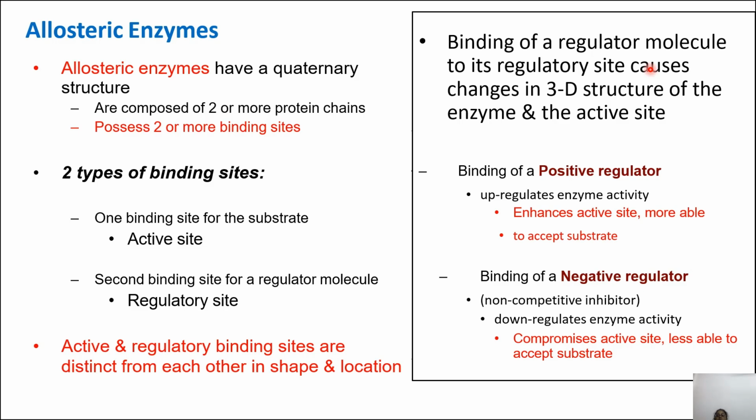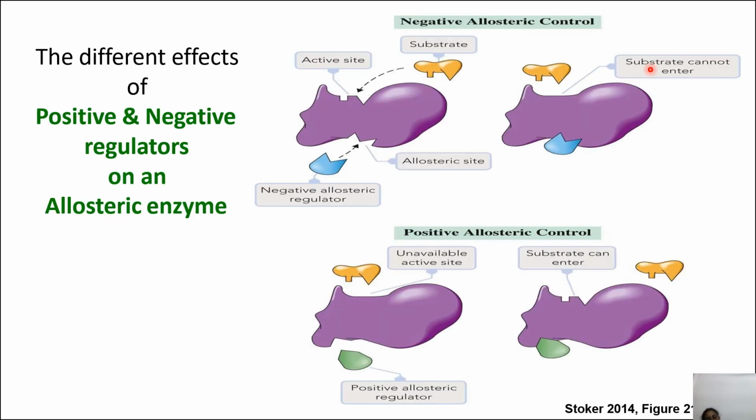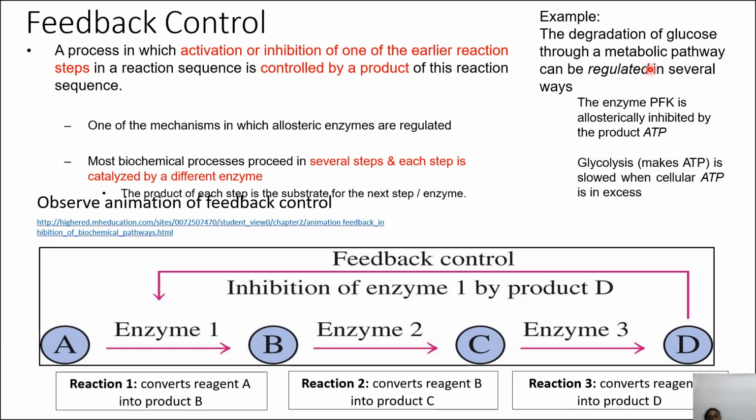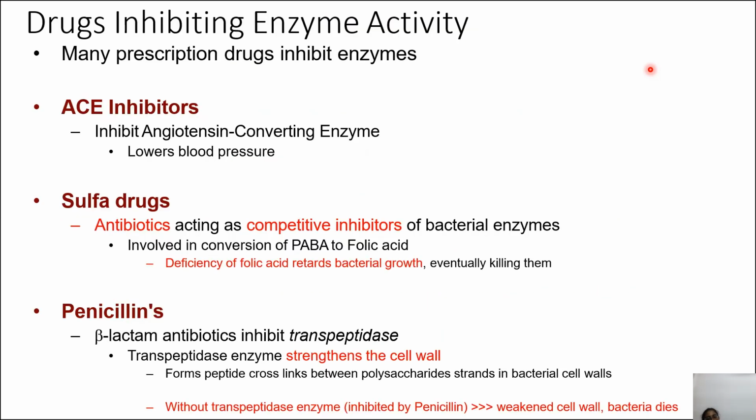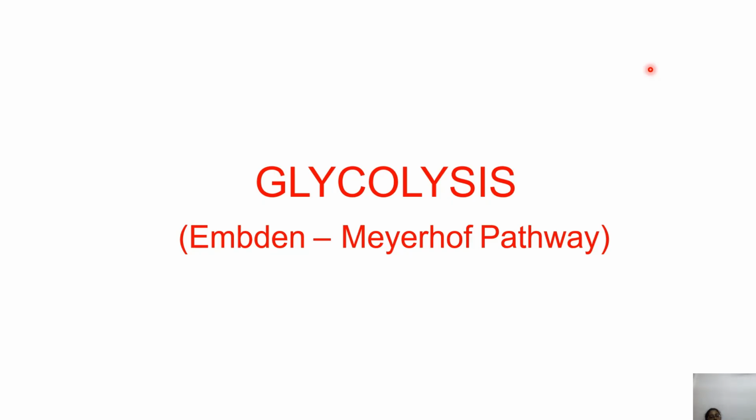So binding of a regulatory molecule to its regulatory site causes changes in the 3D structure, the tertiary structure, of the enzyme and the active site, right? So the binding of a positive regulator will upregulate enzyme activity, making the active site more able to accept the substrate. Binding of any kind of negative regulator will downregulate the enzyme activity. It will compromise the active site and it will be less able to accept the substrate. We will not go into much detail. We'll talk about this some other day.